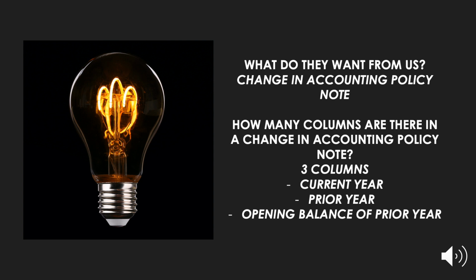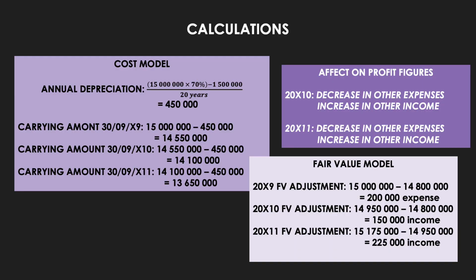Now, when you think about a change in accounting policy note, you need to think about how many columns there are in a change in accounting policy note, because the number of columns in a change in accounting policy note is different to the number of columns in a prior period error note. And in a change in accounting policy note, we know that there are 3 columns, one for the current year, one for the prior year, and one for the opening balance of the prior year. Now that you know exactly what is required of you, you can now go and perform the calculations.